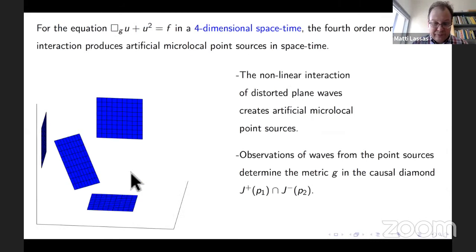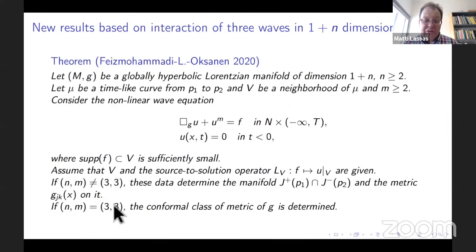And in the case when n and m are three, then we can reconstruct the conformal structure of the metric. But a little bit more is even true. This method is much, much simpler. So this is actually a preprint from this month.